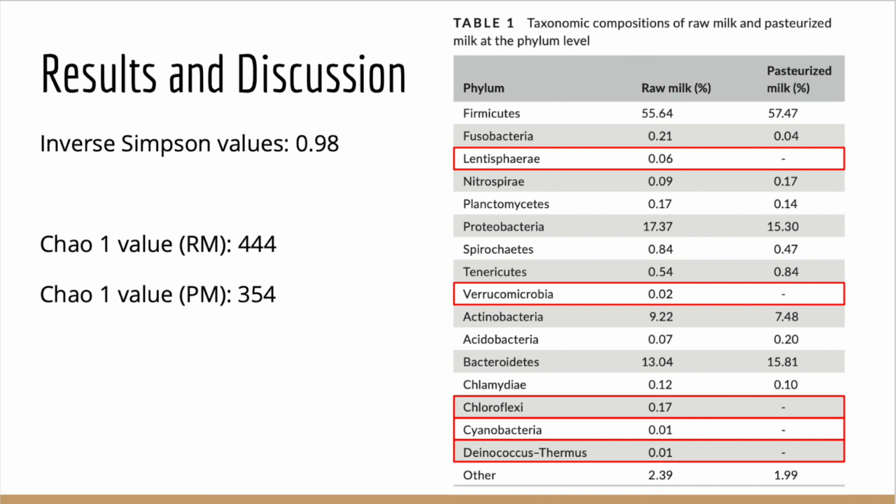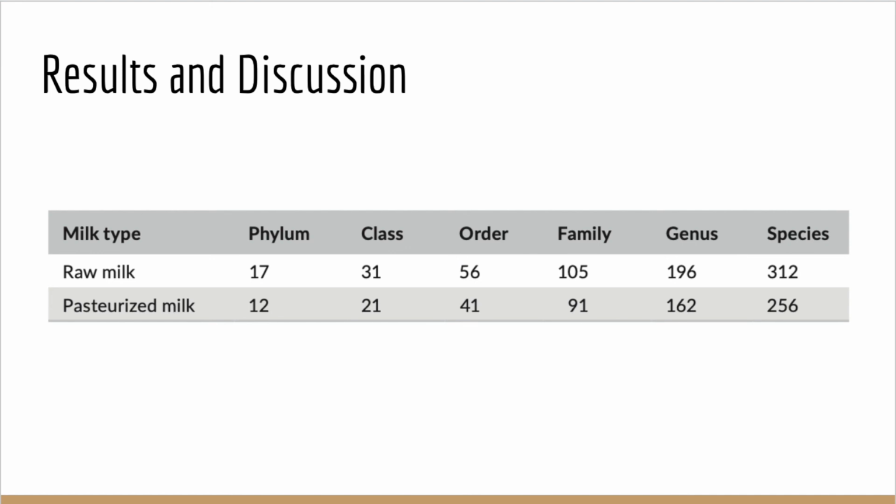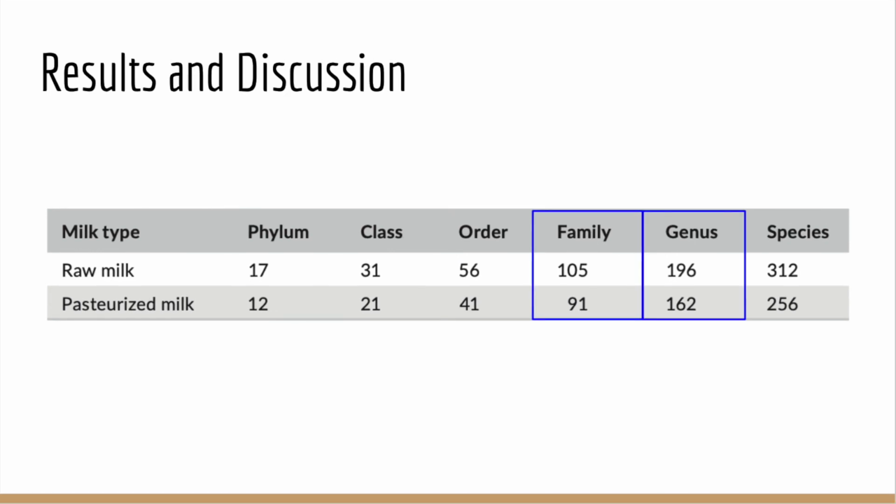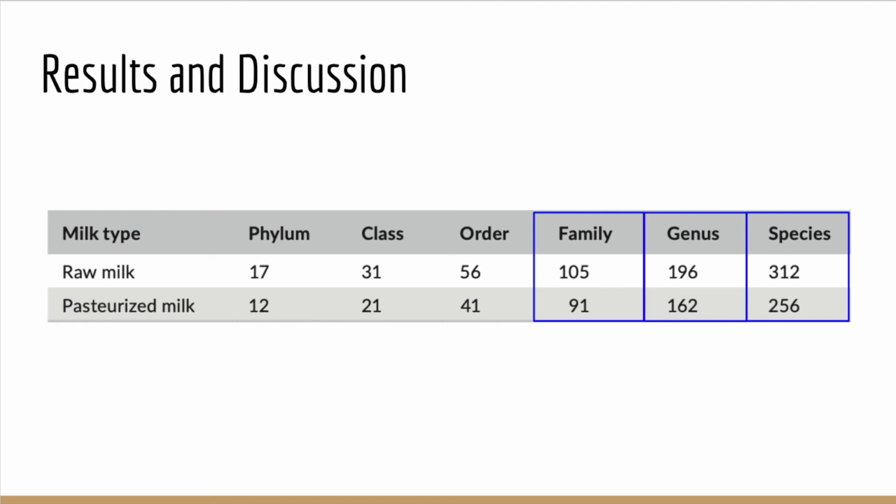This can also be seen by the red squares on the table, which shows that the raw milk contained a total of 5 phyla that the pasteurized milk went undetected. When looking at the two milks' microdiversity on specific levels, the family, genus, and species levels all show that the raw milk had higher values for each of these categories. These can be seen with the blue squares. This further strengthens the idea that raw milk has a higher microbial diversity than pasteurized milk.